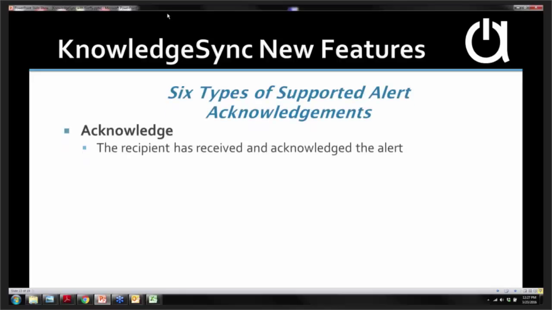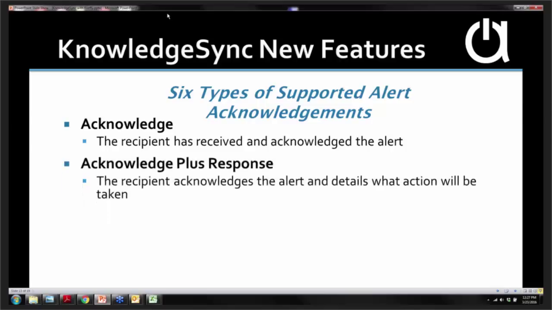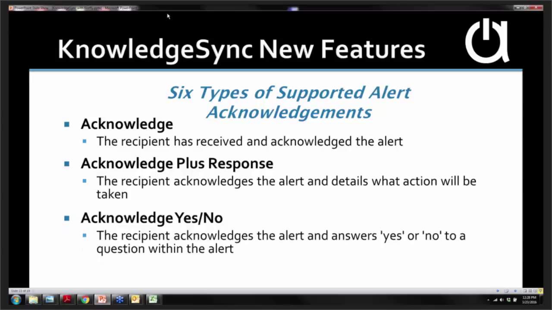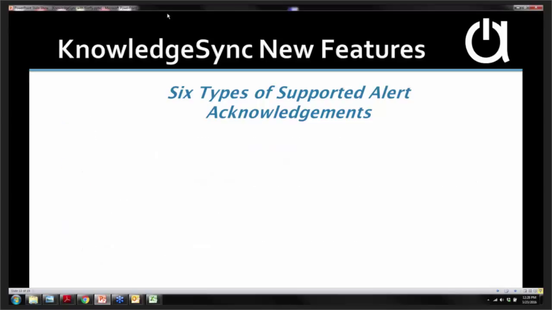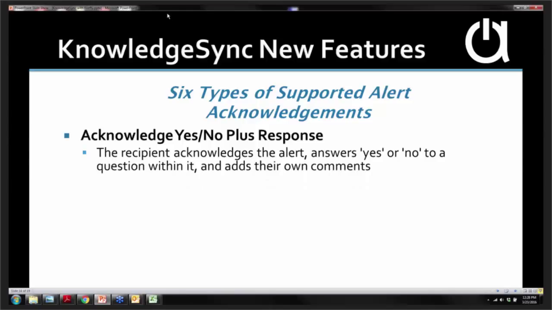One's just regular acknowledgement. They've received it. This one says that they will acknowledge it and details what action will be taken. This one gives them a yes or no question within the alert. Acknowledge yes or no with a response, so whether or not we put a question into it, and then have a box for them to add their own comments.